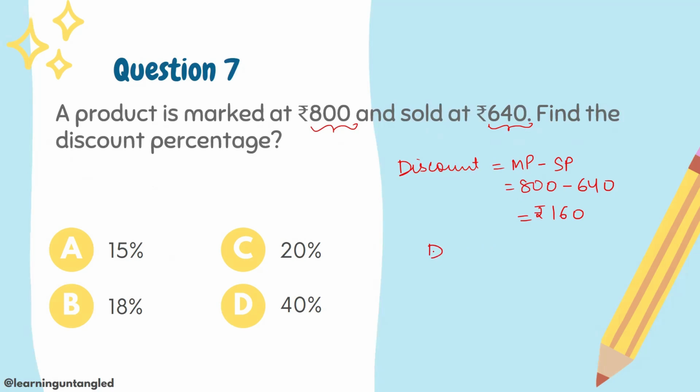Now I need to find the discount percentage. So the discount percentage would be the amount of discount, and it is always calculated on the marked price. So divided by the original marked price times 100. Okay, so which comes out to be 20%. Therefore your answer is C, 20%.